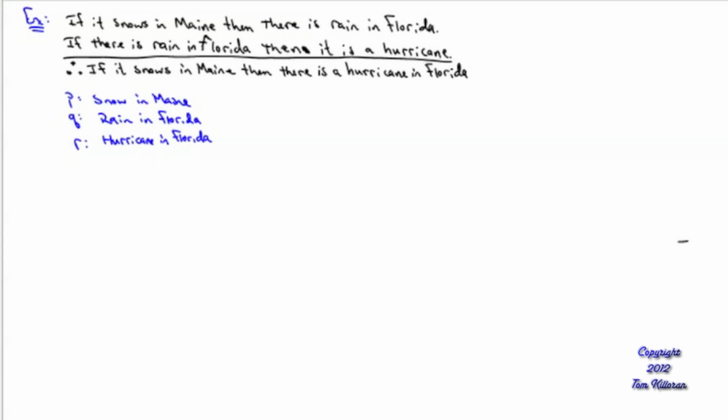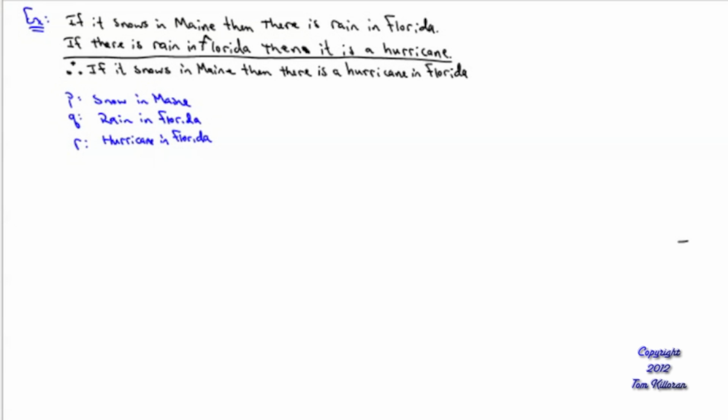If it snows in Maine, P, then there's rain in Florida, Q. If there's rain in Florida, Q, then it is a hurricane. Hurricane's different than snow and rain, so it's got to be the third one. Okay, symbolic form. What about the if-then? You don't put that into simple statements.